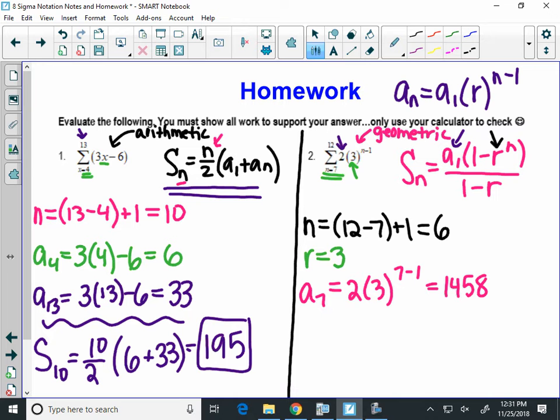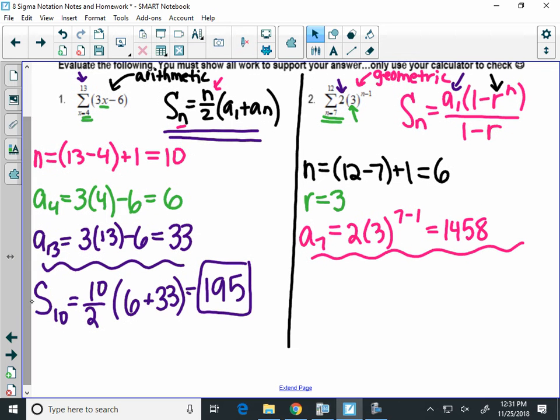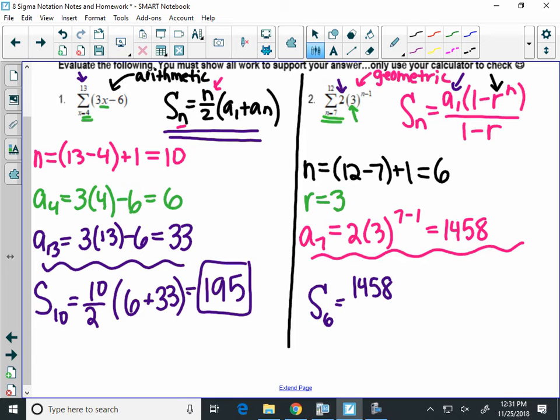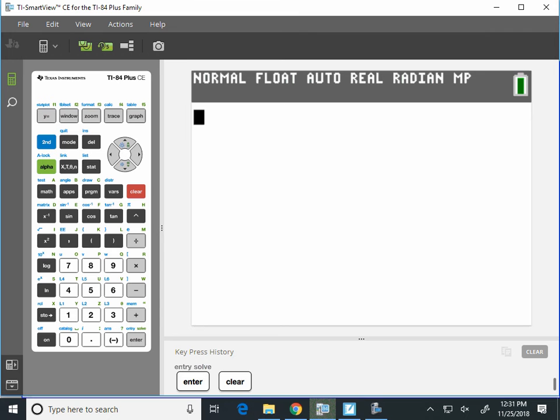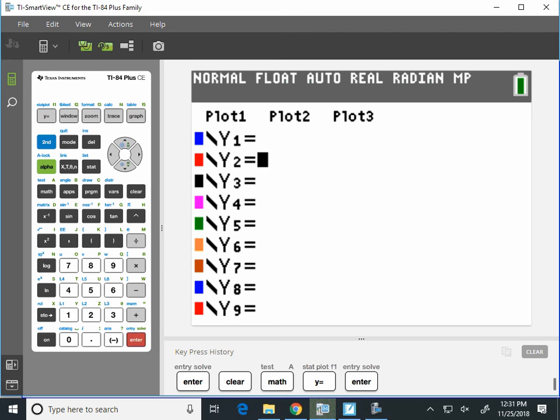So that is going to go in for our a sub 1 in this formula, since we are starting with that term. So we again find the sum of these 6 terms. We're starting with 1,458 times 1 minus our common ratio 3 to the 6th power all over 1 minus 3. Well, we can carefully put that into our calculator. Make your fraction.